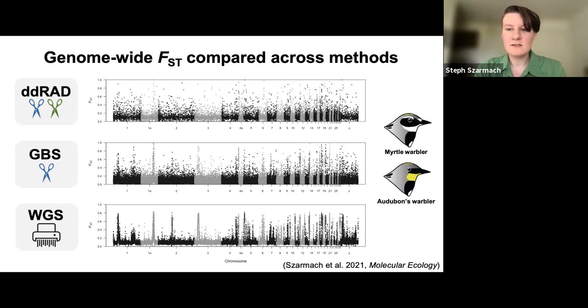You can see that the genotyping by sequencing and whole genome sequencing datasets allow us to see distinct peaks of elevated divergence. These peaks are not very clear using the ddRAD method. We can see there are windows with high FST, but the overall pattern of peaks is definitely not as clear.